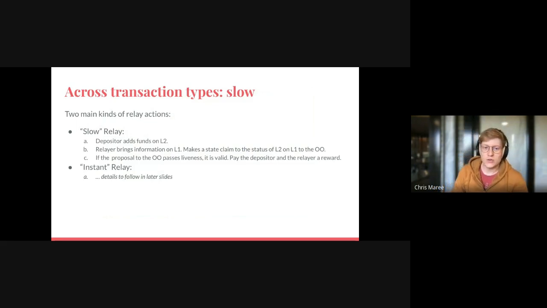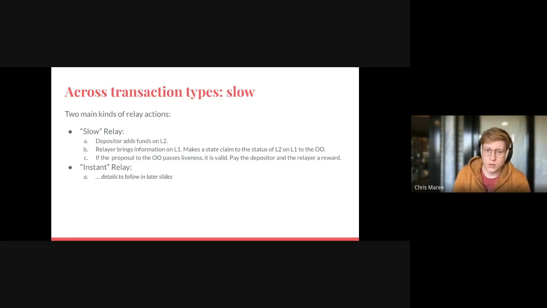So there are two kinds of relays that Across supports. We have a slow relay and an instant relay. We're going to start off with the slow relay because it's easier to understand, and it also fits more cleanly within the framing that the optimistic oracle has been used in different contexts. The basic flow consists of 3 main steps.